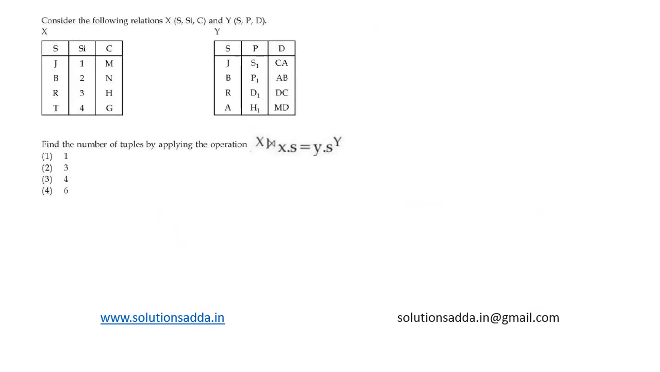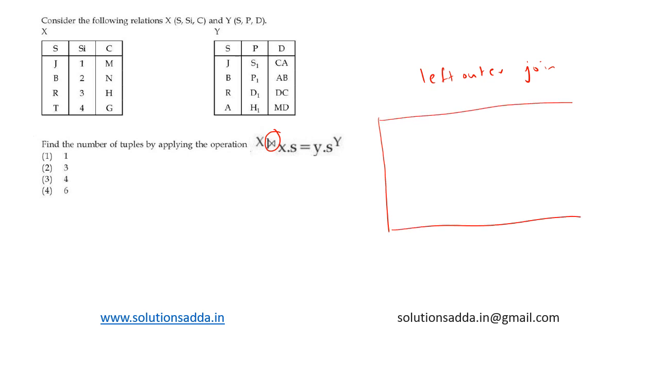So this happens to be left outer join. Let's see how many tuples will be present in this. So we are mapping it with the common column, that is S. So J will be there, B will be there, R will be there. These three rows will be definitely returned, as well as another row 4, that is T, will also be returned.